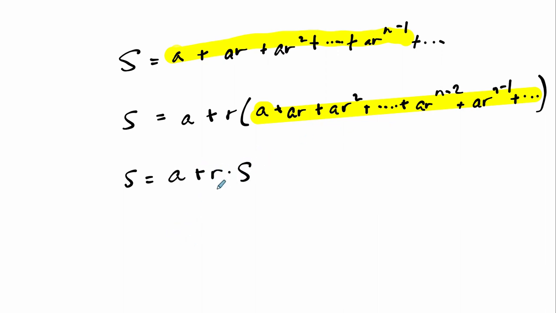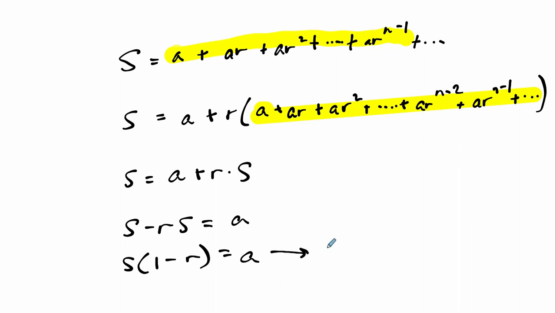And if we want to find s, we subtract rs on both sides, a minus rs, and that equals s minus rs, and that equals a. We factor s out, we get 1 minus r, divide both terms by s, that equals a, and that means that s equals what? Well, it equals a divided by 1 minus r, and there's our formula.